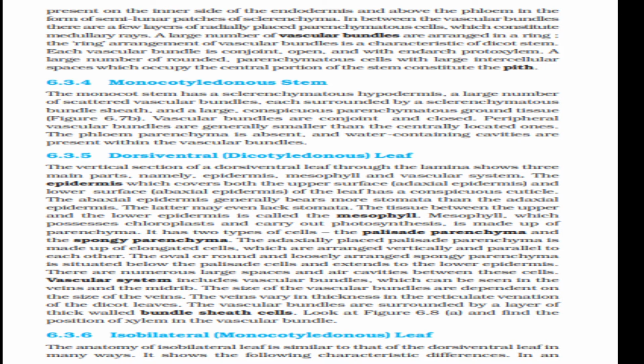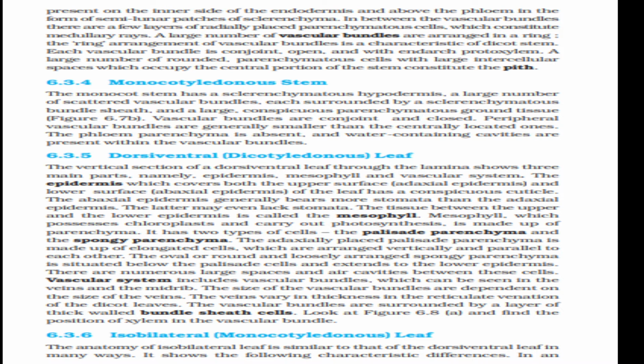6.3.4. Monocotyledonous stem. The monocot stem has a sclerenchymatous hypodermis, a large number of scattered vascular bundles, each surrounded by a sclerenchymatous bundle sheath, and a large, conspicuous parenchymatous ground tissue, figure 6.7b. Vascular bundles are conjoint and closed. Peripheral vascular bundles are generally smaller than the centrally located ones. The phloem parenchyma is absent, and water-containing cavities are present within the vascular bundles.